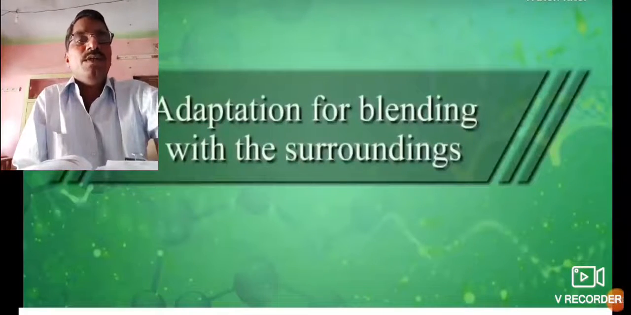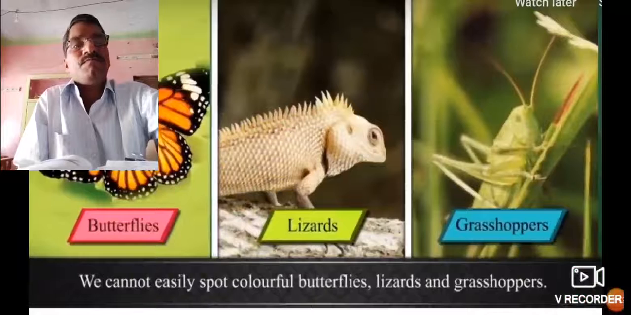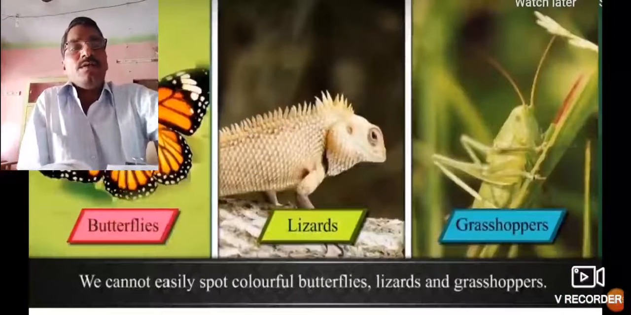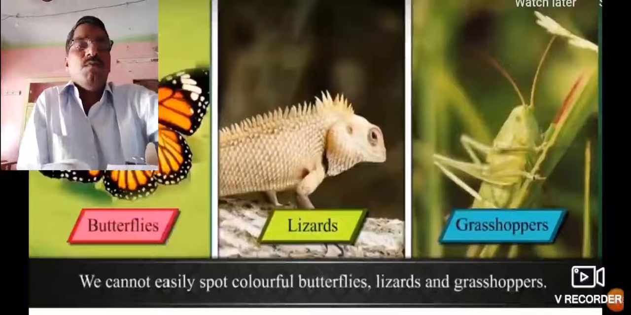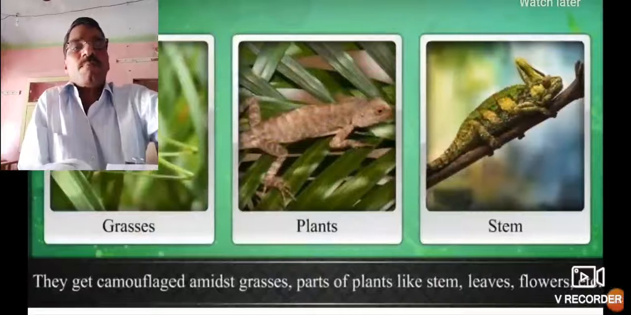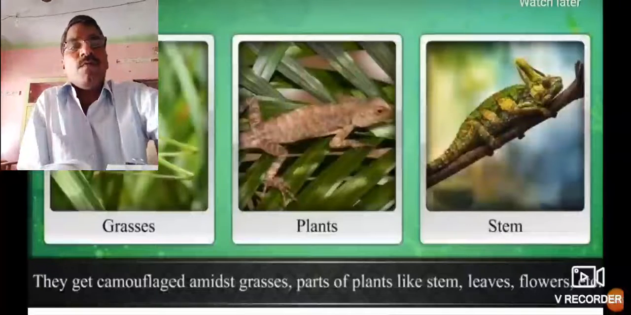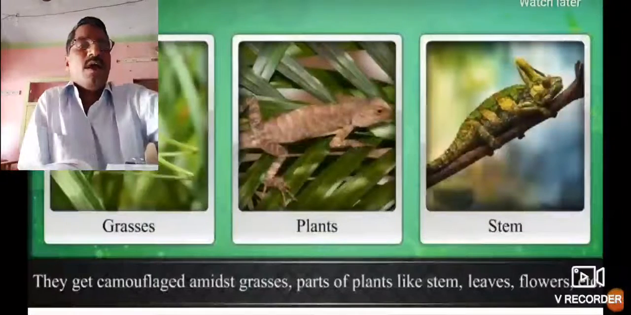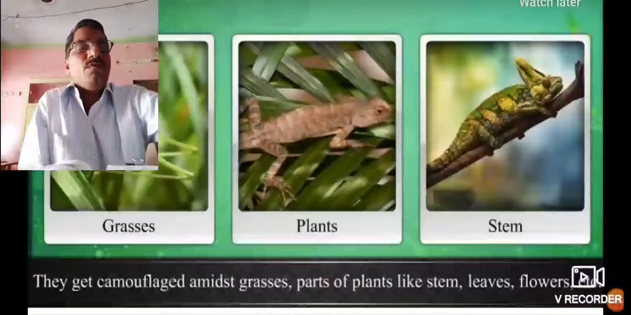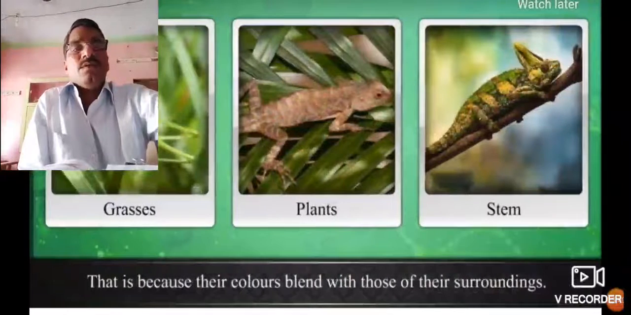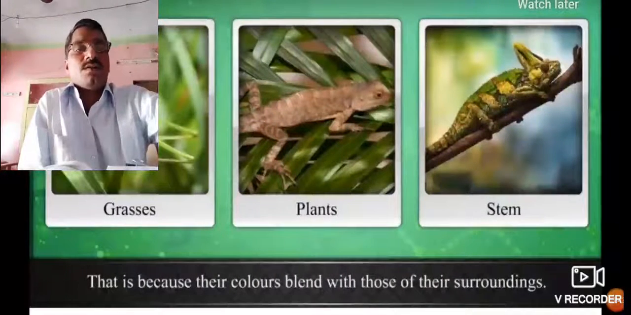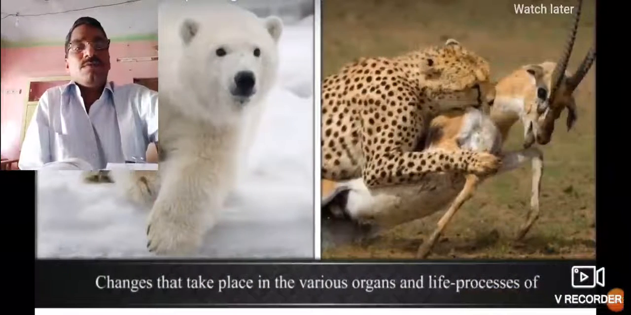Adaptation for blending with the surroundings. We cannot easily spot colorful butterflies, lizards and grasshoppers. They get camouflaged amidst grasses and parts of plants like stems, leaves, flowers, etc. That is because their colors blend with those of their surroundings, dear students.